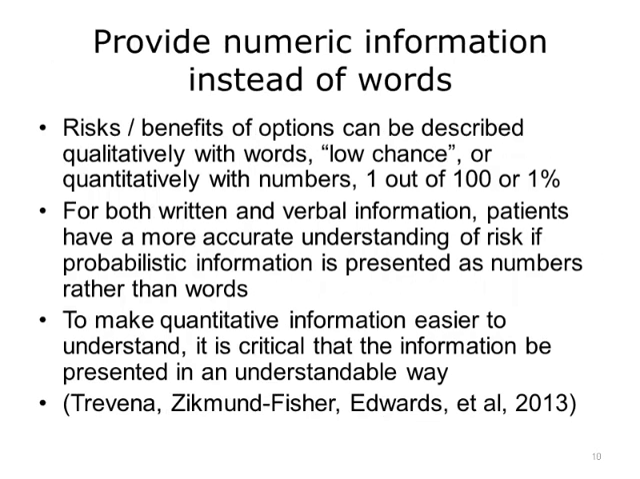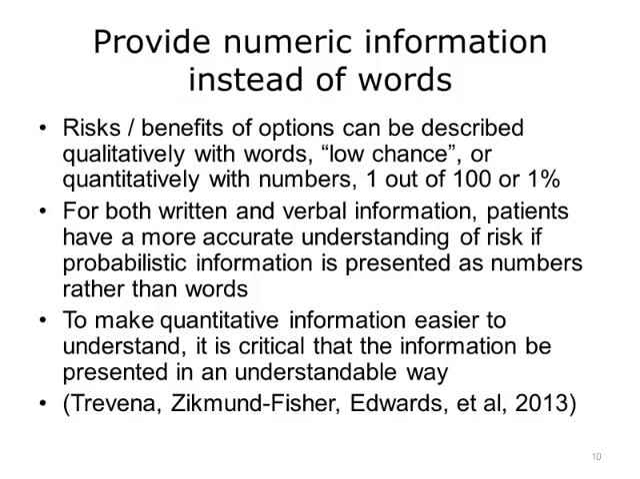Risks and benefits of options can be described qualitatively with words such as low chance, or very common, or quantitatively using numbers. With a qualitative description, a patient might be told there is a low chance of a side effect from a surgical procedure. The two approaches, however, are not equally effective. For both written and verbal information, patients have a more accurate understanding of risk if probabilistic information is presented as numbers rather than words, even though some may prefer receiving words.